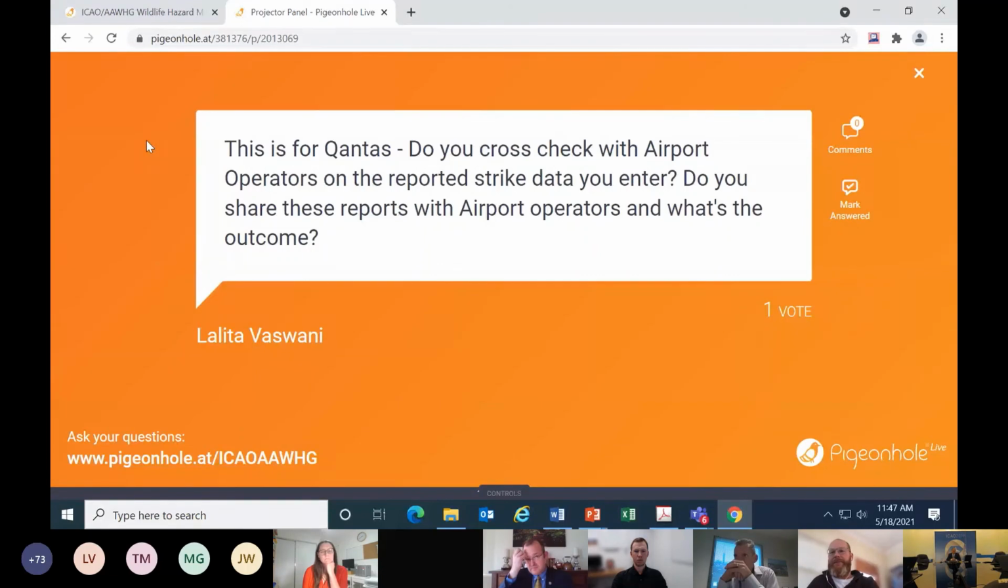Okay, so next question, coincidentally from also WBA, Ms. Lalita. This is for Qantas. Do you cross-check with the airport operators on the reported strike data you enter? Do you share these reports with the airport operators, and what's the outcome? So I believe, Simon, could you be happy to answer?